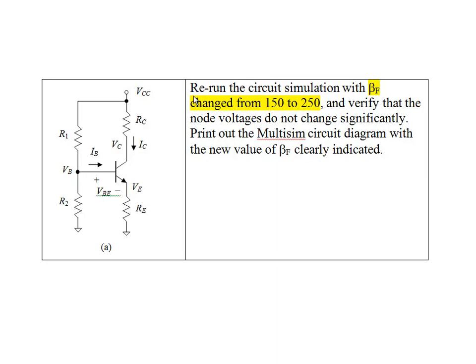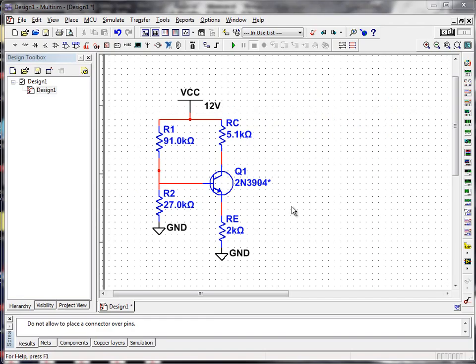This is what our lab assignment says: that we want to rerun the circuit simulation with beta F changed from 150 to 250 to verify that the node voltages don't change significantly. But we're going to do better than this. Essentially, we're going to scan beta values from 100 to 400 and look at how that actually affects all the different voltages. Let's see how we do that.